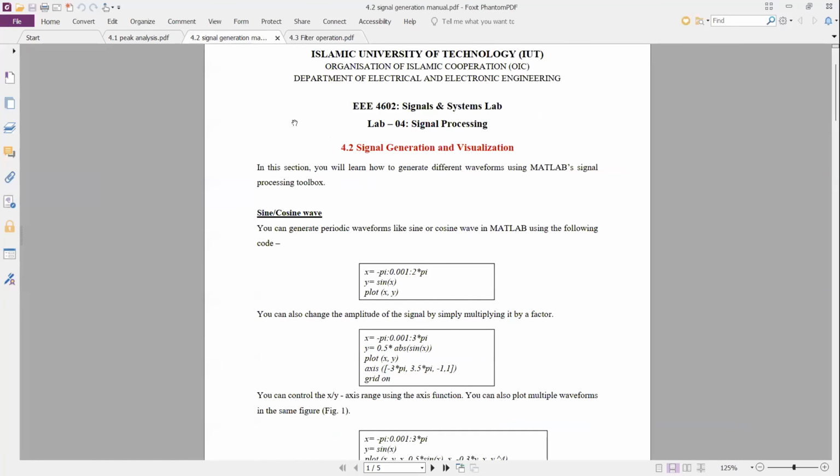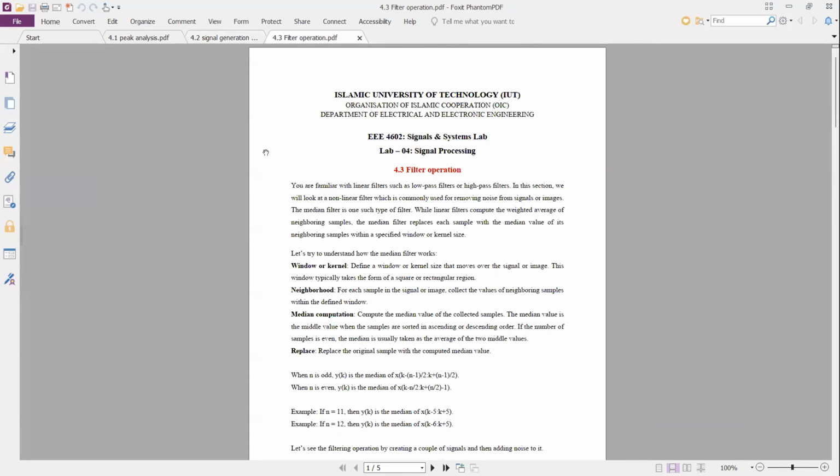I'll complete it a little bit faster because we have one other thing to cover. Now, last one, filter operation. I believe you are already familiar with different types of filters, like low pass filter, high pass filter, band pass filter.